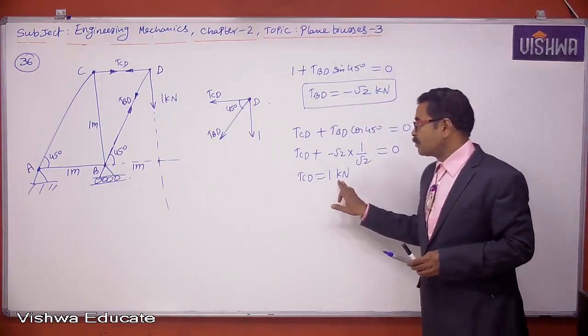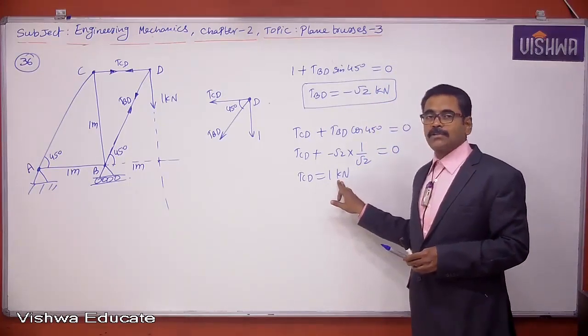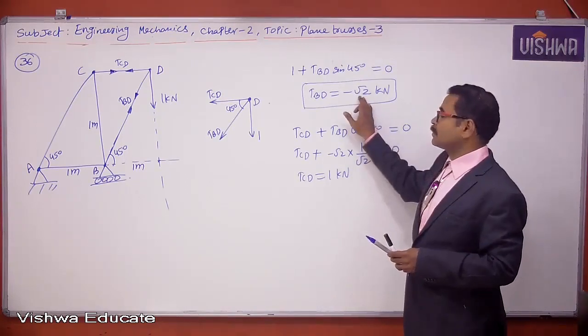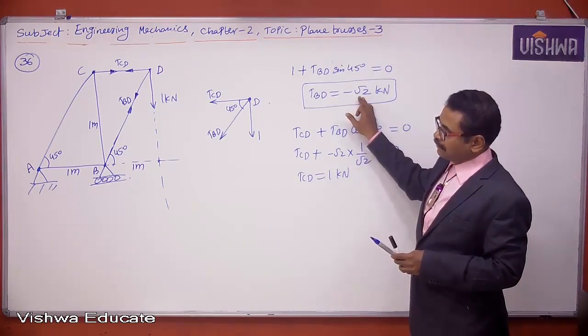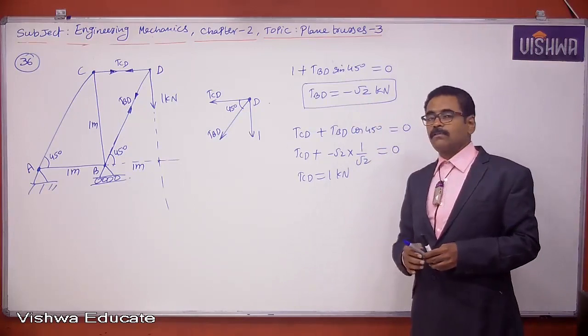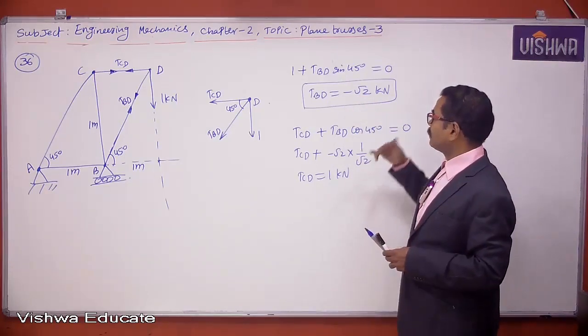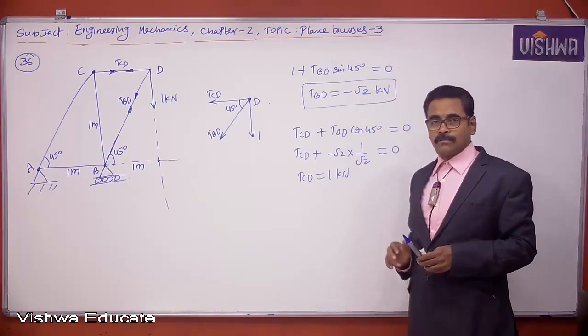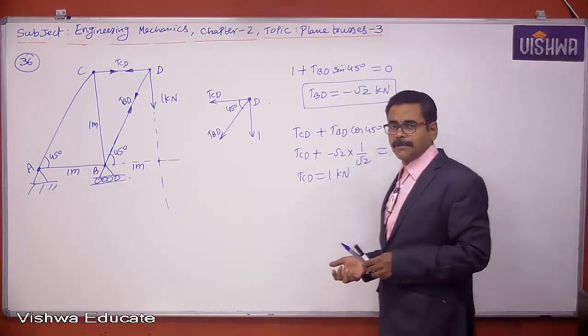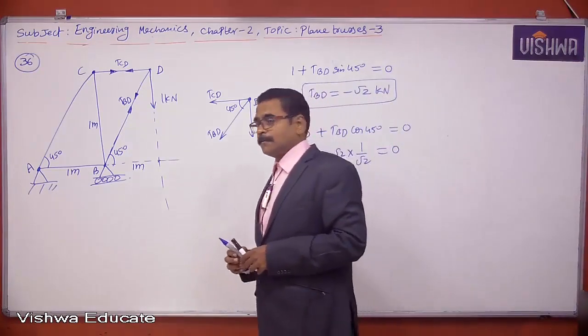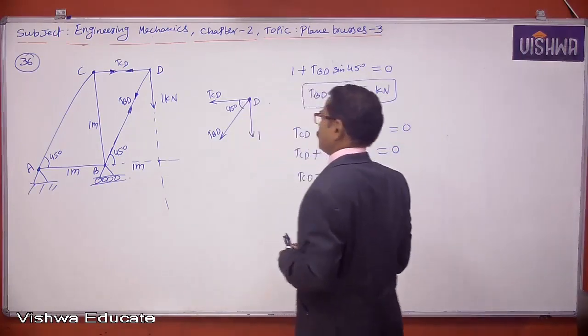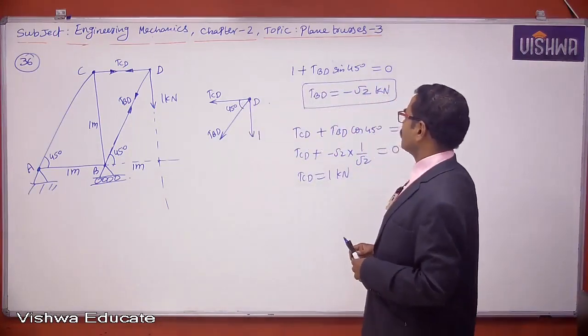So since it is positive, member CD carries tension only. And since it is negative, BD carries compressive force, not tensile force. BD carries a compressive force of root 2 kilonewton. Here negative sign indicates compression, positive sign indicates tension. Okay, this is about joint D.